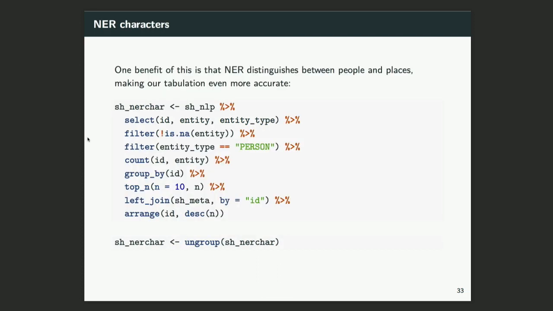And so what you can see here is it not only does that, but it can distinguish between people and places, as I said. So here we're just going to look at the entity type of people.